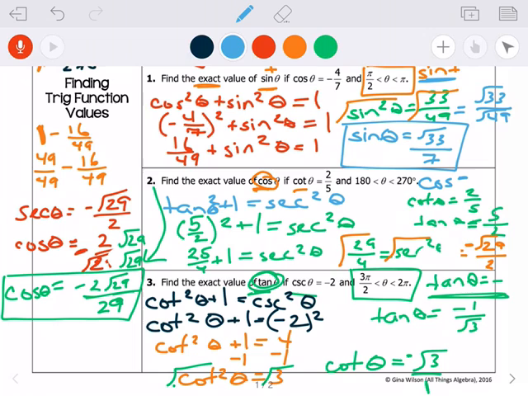But remember, I'm not allowed to have radicals in the denominator, so I'm going to multiply the numerator and denominator by the square root of 3. And then I'm going to end up getting tangent of theta equals negative square root of 3 all over square root of 3 times square root of 3 is just 3. So tangent of theta equals negative square root of 3 all over 3.